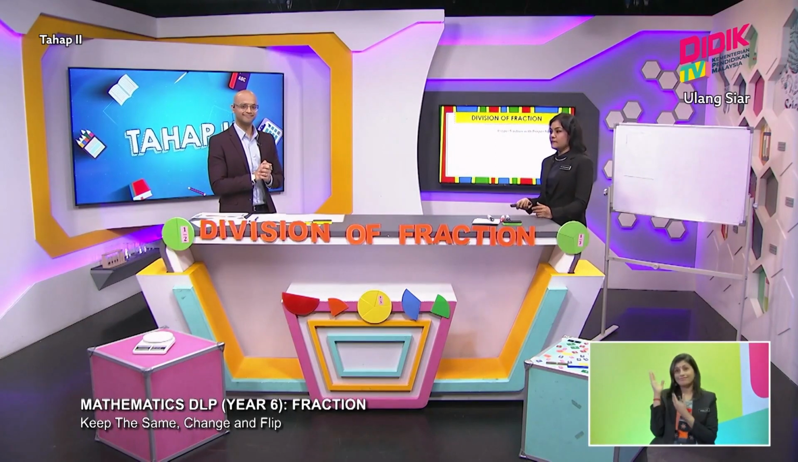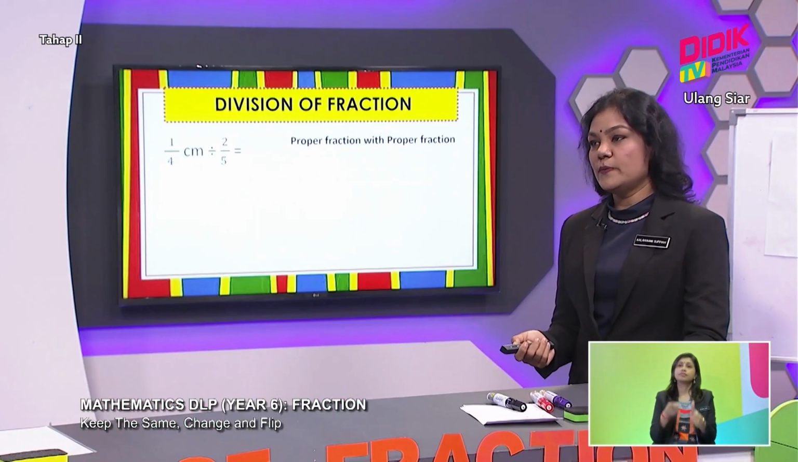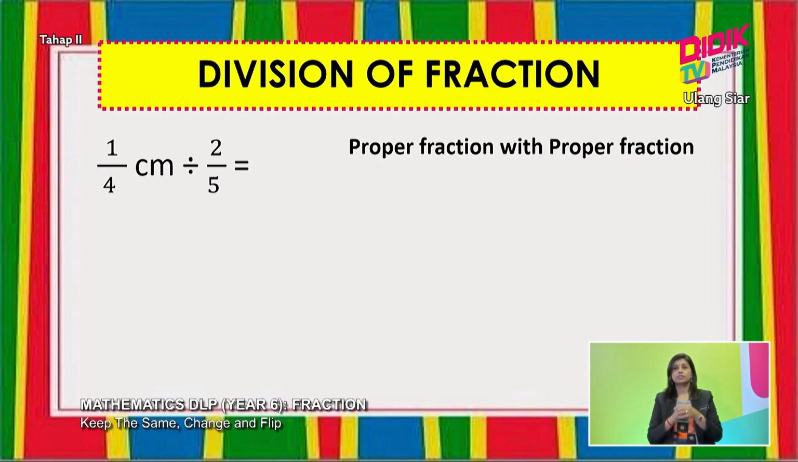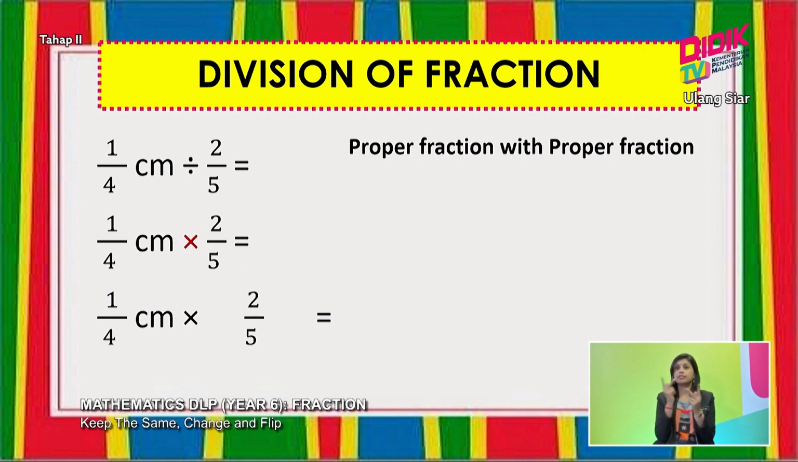As I said earlier, we are going to divide a proper fraction by a proper fraction. 1 over 4 centimeter, this time I'm involving a unit, divided by 2 over 5. Can you see the two proper fractions there? We keep the first proper fraction the same. Then we change the operation, division, to multiplication. Remember, you must change it to multiplication only, not subtraction, not addition.